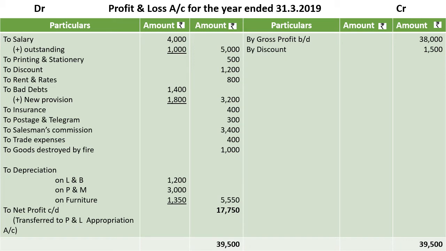And other expenses like insurance, postage and telegram, salesman commission, trade expenses, everything write in the outer column as it is. Next, goods destroyed by fire 1,000 we have to write in the outer column.